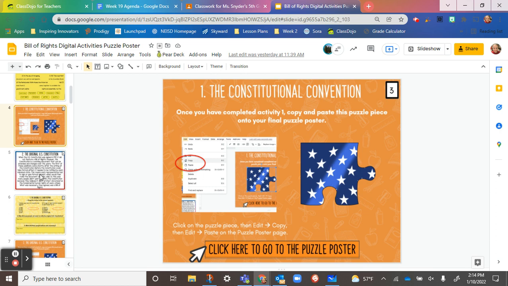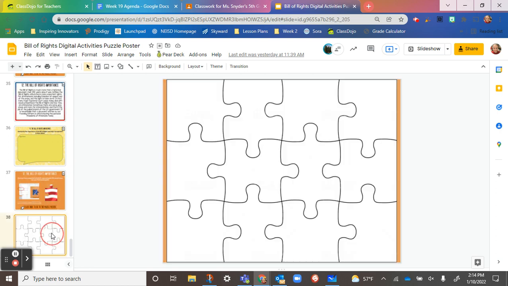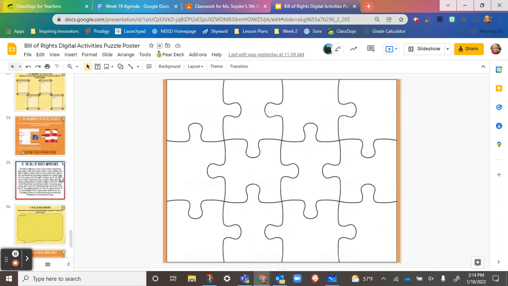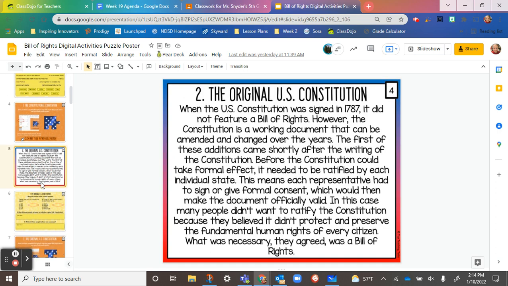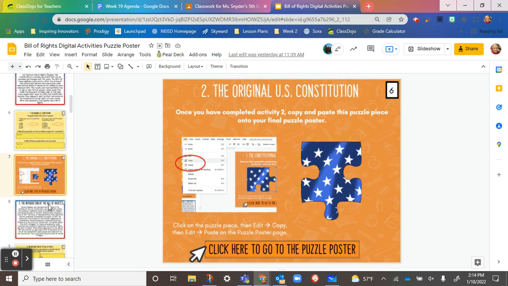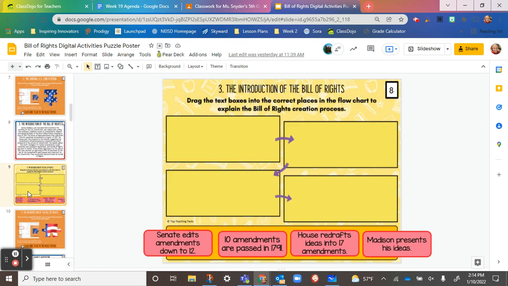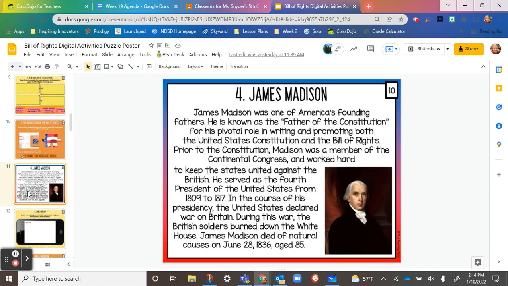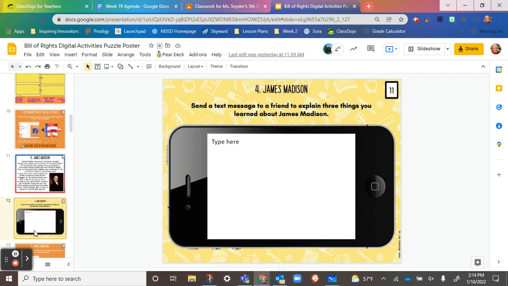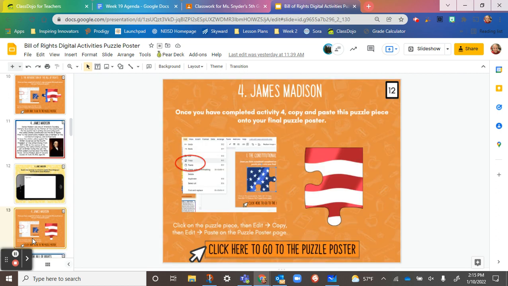You can copy this, and you can either click here, or you could just go down to the last slide and paste it into where it goes. And so we did the first 4. That was 1. This was the second. You get your puzzle piece. And then the third about James Madison, and you fill in that. You get your puzzle piece. And the fourth, where you're sending a text message explaining 3 things that you learned about James Madison. You do that, and then you get your puzzle piece.